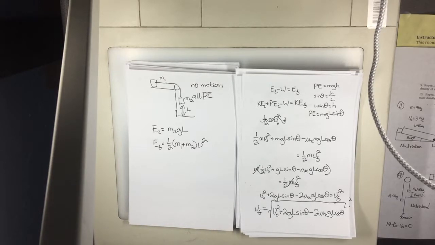The velocity of the objects as they move is the same. It's as if it's just one object with a combined mass of M1 plus M2. Since they're moving in a combined fashion, their total kinetic energy is 1/2 times the sum of the masses times V squared.